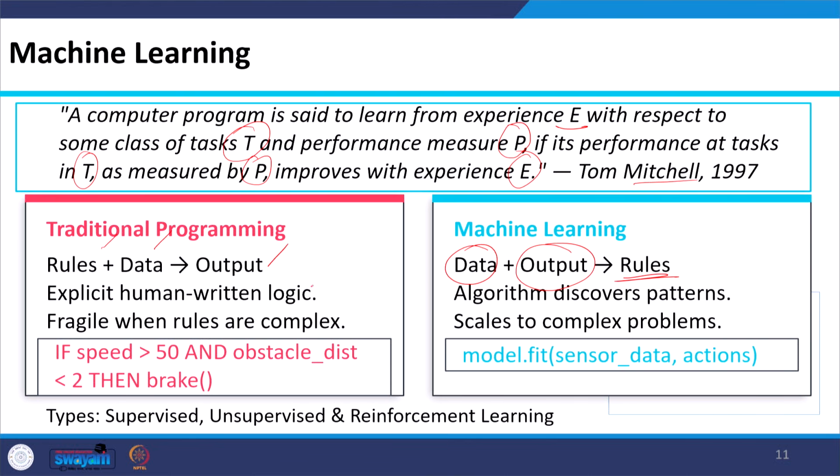Here it is human-written logic basically, and it is difficult when the rules are complex. In machine learning, the algorithm discovers the pattern and it can scale to complex problems. An example could be a simple if-then-else type of statement in traditional programming, and in machine learning we could have a model, so for a certain type of sensor data it could take a certain type of action. Machine learning can be classified into supervised, unsupervised and reinforcement learning.